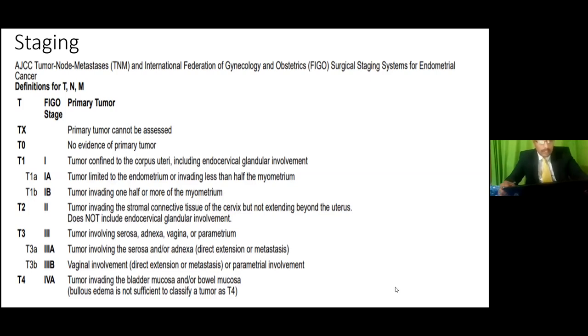In that, TX is the primary tumor that cannot be assessed. T0 is no evidence of primary tumor. T1, T2, T3 and T4 are there, in which T1 is a tumor confined to the corpus uteri, including endocervical glandular involvement. T1A is a tumor limited to the endometrium or invading less than half of the myometrium, and T1B is a tumor invading more than half of the myometrium.